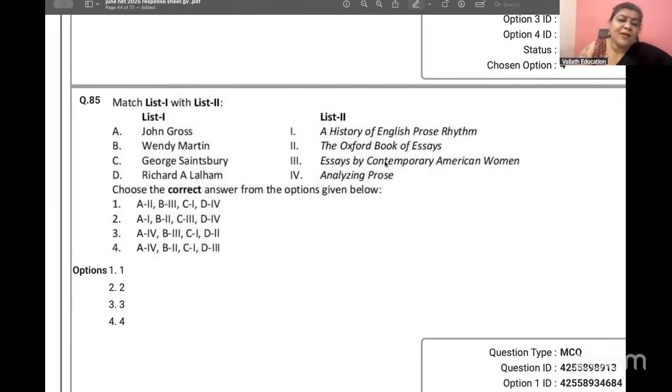Out of this, which will a historian write? Will he write analyzing prose? Will he write essays by contemporary American women? Will he write Oxford Book of Essays? Who doesn't know that George Sainsbury wrote about the history of English literature? So he wrote C1. Three options are there with C1. Okay, that is why I said it is not easy. But at least one you can eliminate.